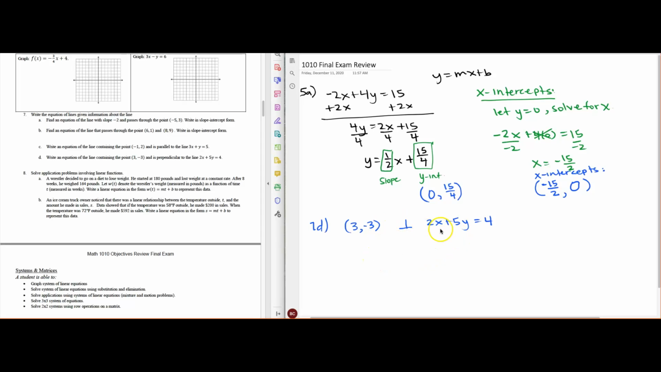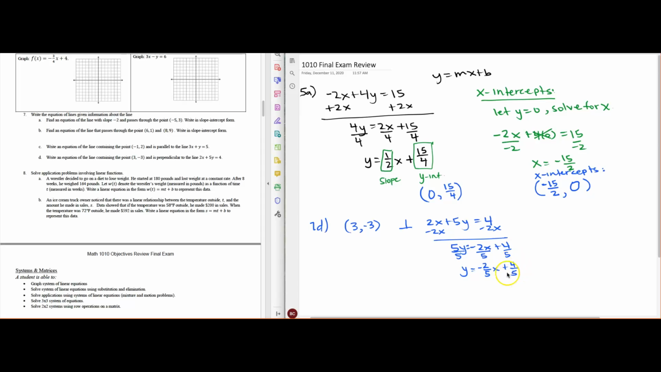To write an equation of a line like it's asking you to do here, we first have to figure out what the slope is. So let's solve this, get y by itself. That gives me 5y equals negative 2x plus 4, and then divide by 5. So y equals negative 2/5 x plus 4/5.